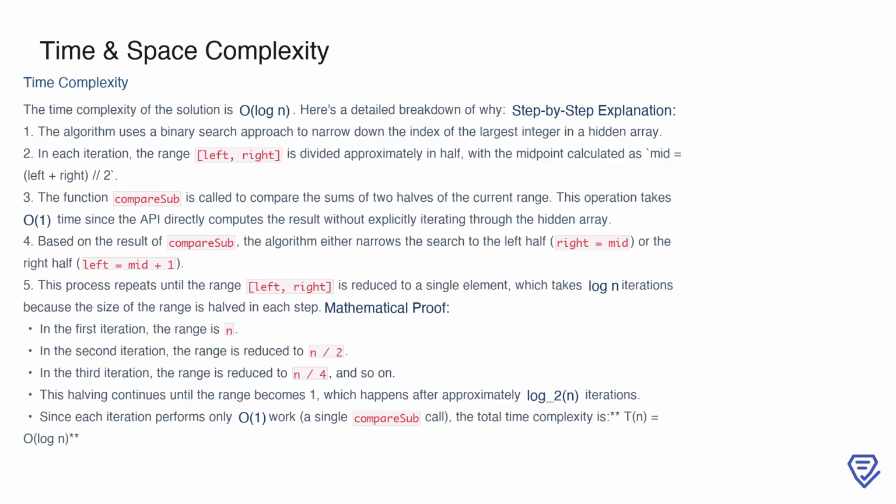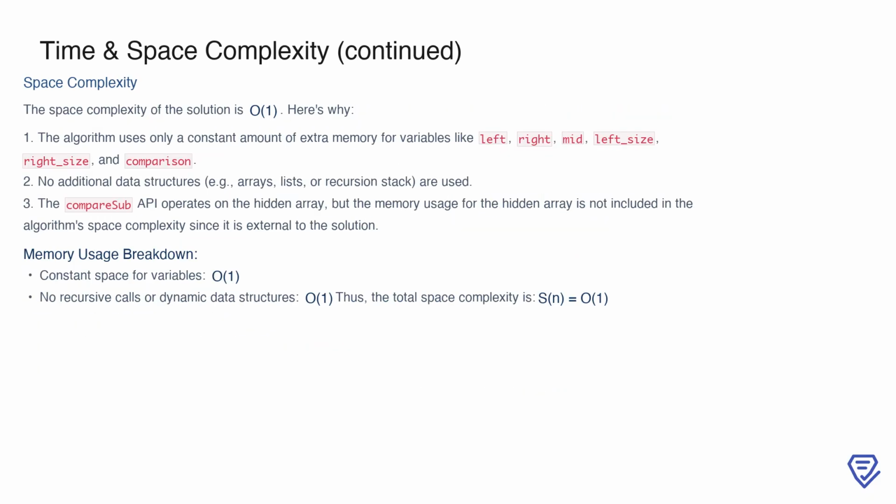This halving process continues until the range is reduced to a single element. Since the size of the range is halved in every iteration, this requires approximately log base 2 of n iterations. Mathematically, the range starts at size n, then reduces to n/2, then n/4, and so on, until it becomes 1. With each iteration performing only O(1) work due to the single compare sub call, the total time complexity of the algorithm is O(log n).